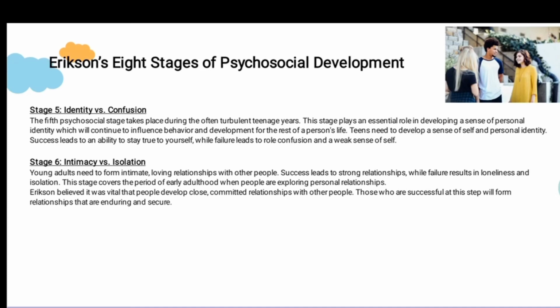Moving forward, the sixth stage, which is intimacy versus isolation. Young adults need to form intimate, loving relationships with other people. Success leads to strong relationships, while failure results in loneliness and isolation. This stage covers the period of early adulthood when people are exploring personal relationships, and Erikson believed it was vital that people develop close, committed relationships with other people, and those who are successful at this step will form relationships that are enduring and secure.